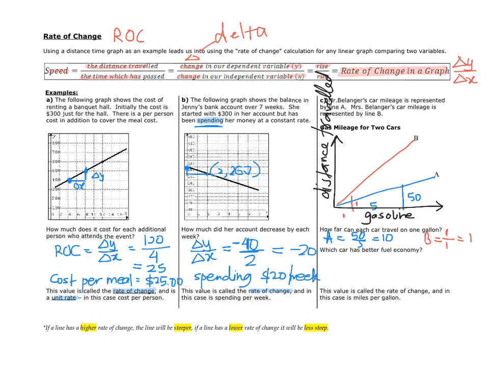So which car has a better fuel mileage? That means which car can go further with less amount of gas? That would be line A. So that means Mr. Boulanger has a better car mileage. 10 kilometers per gallon.